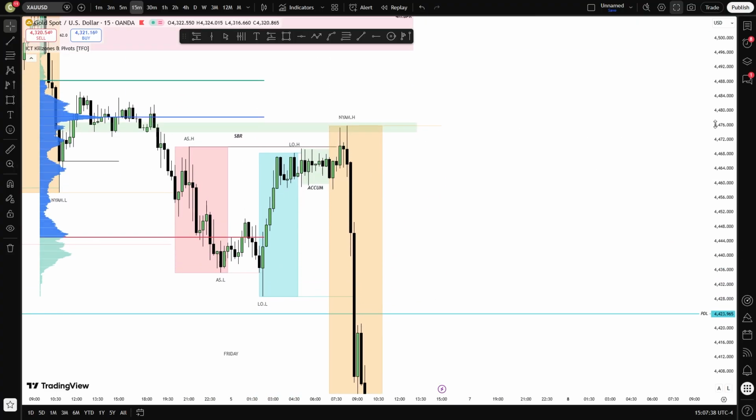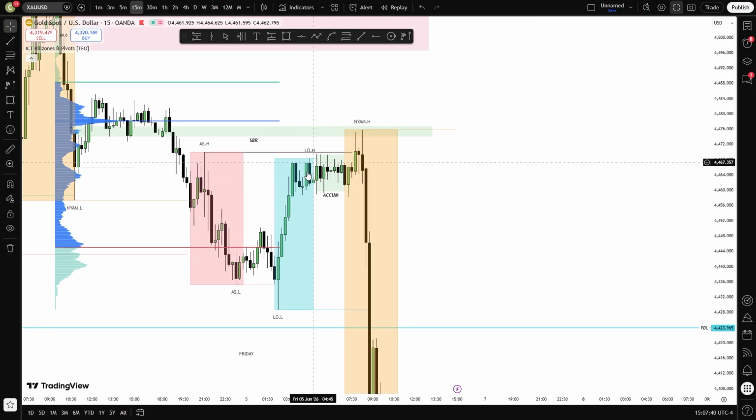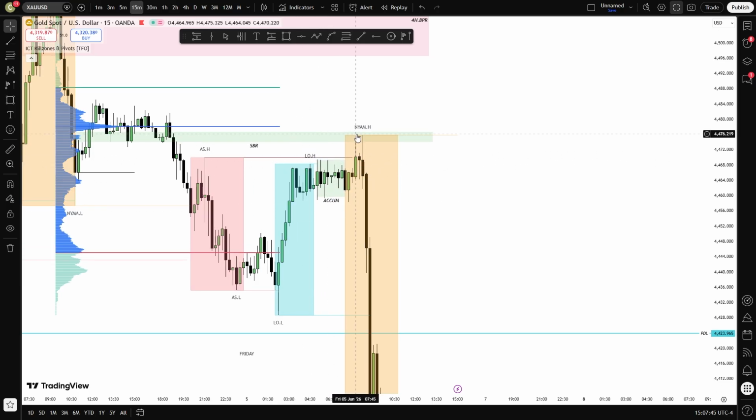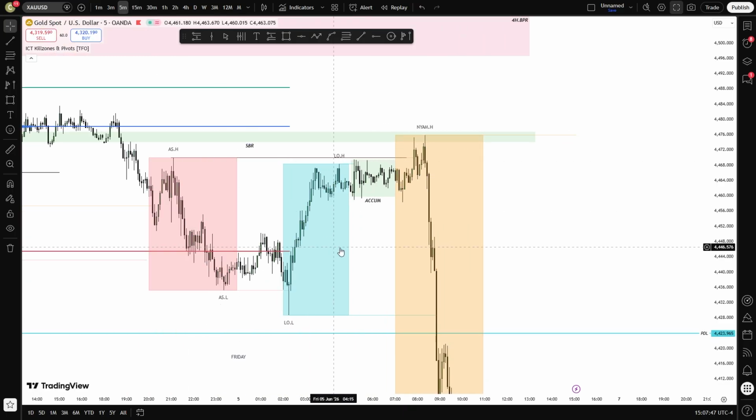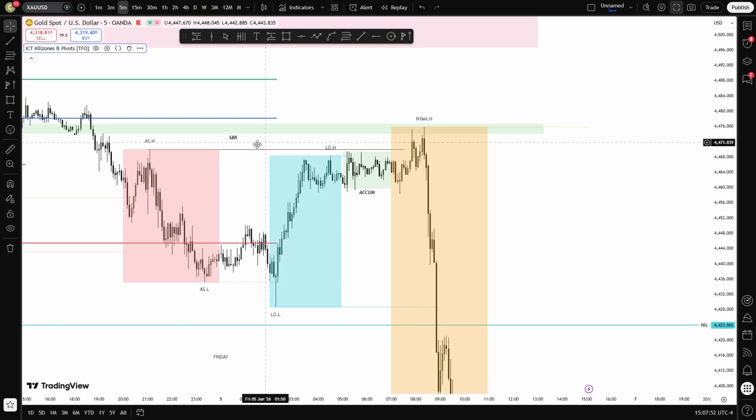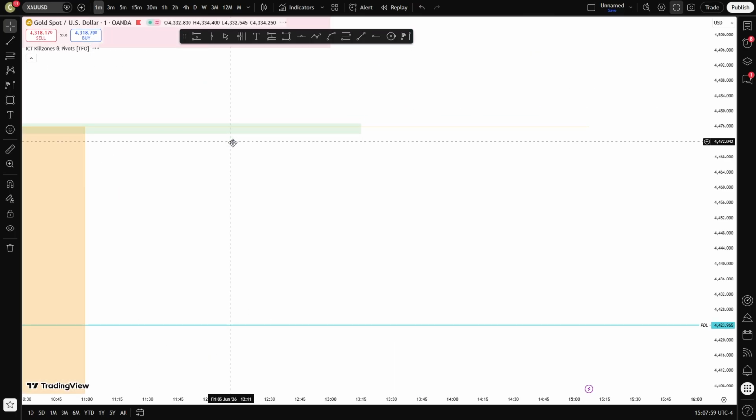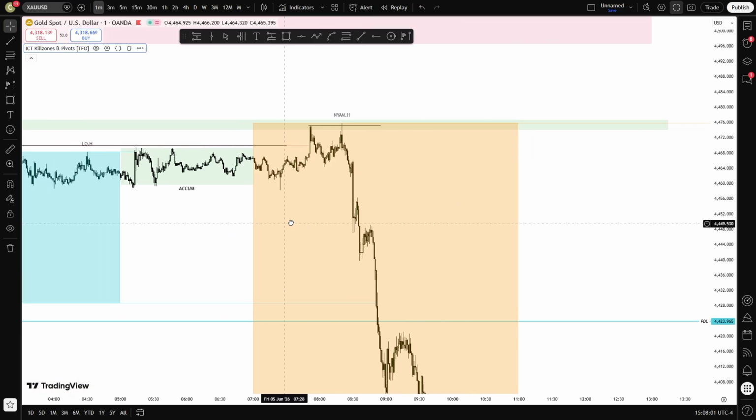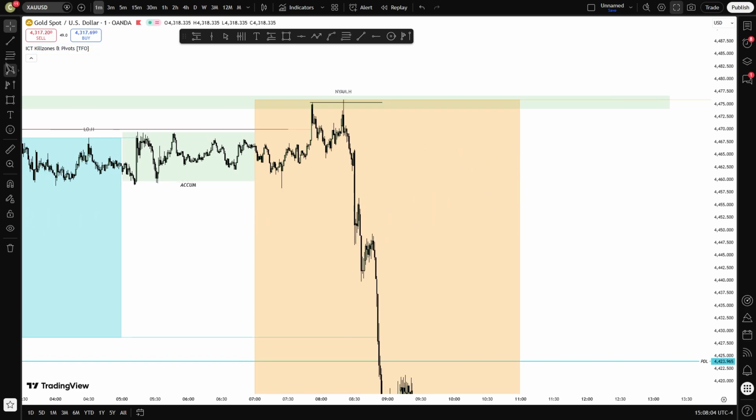So let's begin. We had an accumulation, pure AMD: accumulation and manipulation to the upside, to the SBR manipulation here, took the buy side liquidity that was created by the manipulation, and support became resistance again. This support or this breaker block became a resistance.